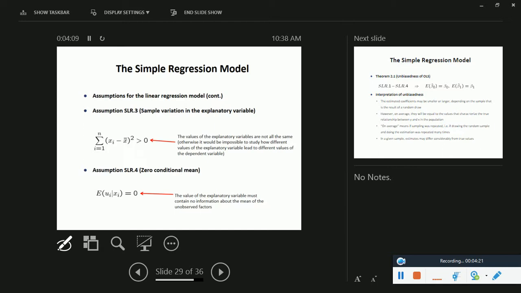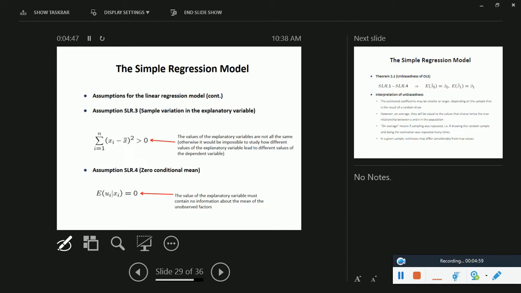And assumption number 3, this is also important. There should be sample variation in the explanatory variable. So the explanatory variable that we are choosing should have some sort of variation. For example, in this class, if I want to see the class performance of students, if all the students are getting the exact same grades, will there be any variation in the grading? If all of you are either getting full score in the exam or all of you are failing the exam, then there's not much variation, right?